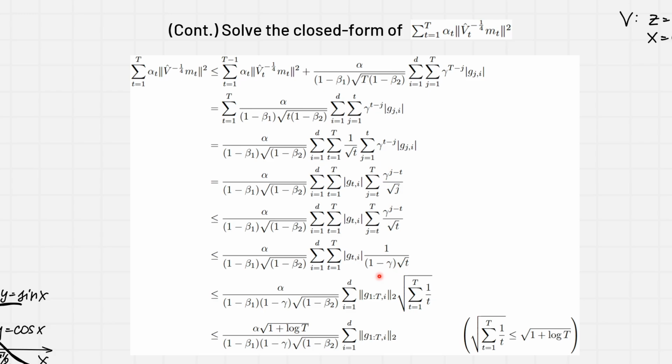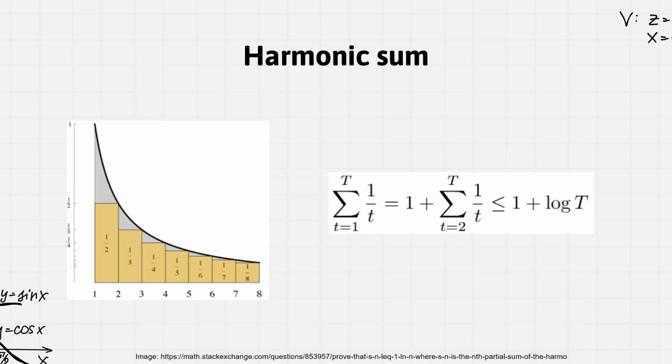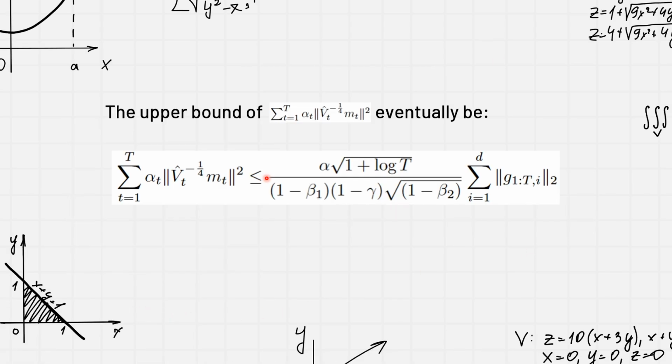And here we use the upper bound of a geometric series. And in the last equality, we use the upper bound of a harmonic sum. Just to briefly mention, we can see the image to know why the upper bound of the harmonic sum is 1 plus log t. After solving the closed form, we got the upper bound with complexity of the square root of 1 plus log t, multiplied by the gradient norm. And thus, we complete the second part of the proof.